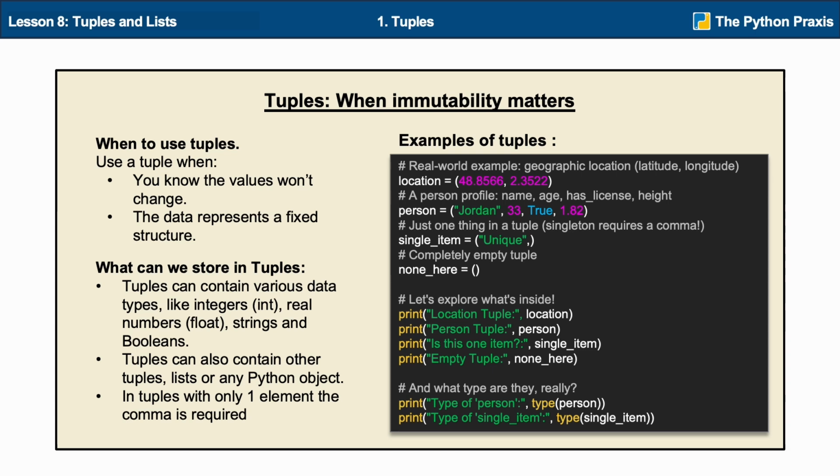Let's see some real-world examples where we use tuples in programming. A geographic location with latitude and longitude. A person's profile with fixed details like name, age, if he has license, and ID. For instance, we define a tuple named person equals to, and inside parentheses we put Jordan, 33, true, 1.82. To print the contents of a tuple, we use the print command, putting the tuple name as an argument. We can also check their types with the function type, and yes, Python will confirm they're all tuples.